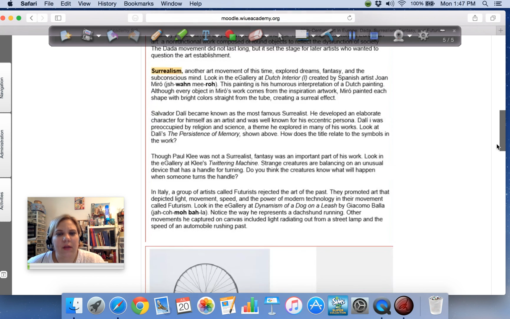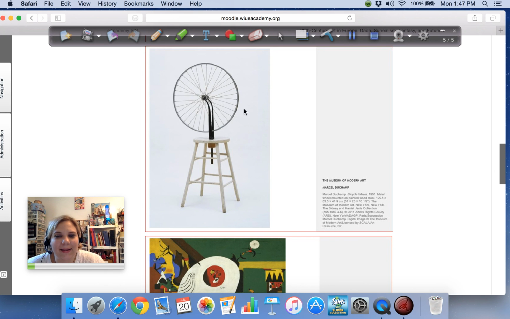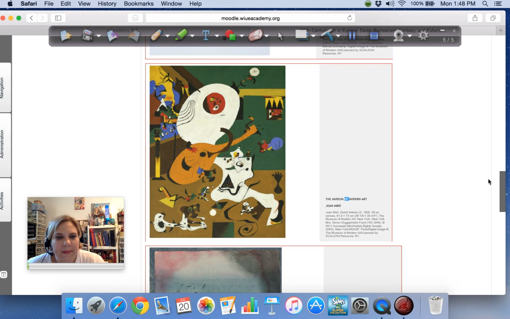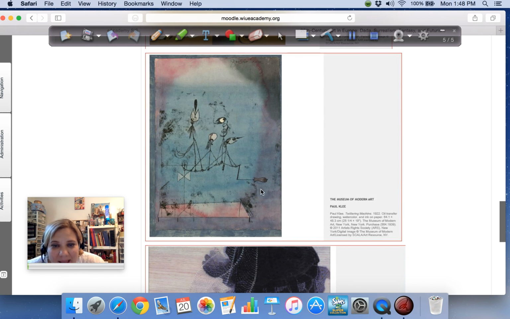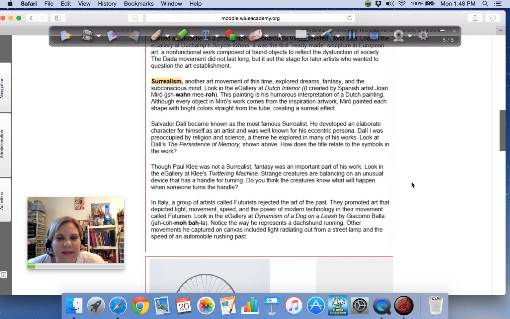So we have Duchamp here, his bicycle wheel. Again, I can't even really convey how shocking this sculpture was to people. People were insulted and saying, like, that's not art. Like, who do these people think they are? Miro, again, with the shapes. This is at MoMA. Paul Klee. And he was influenced, I believe, by Aboriginal images from Australia and different places.